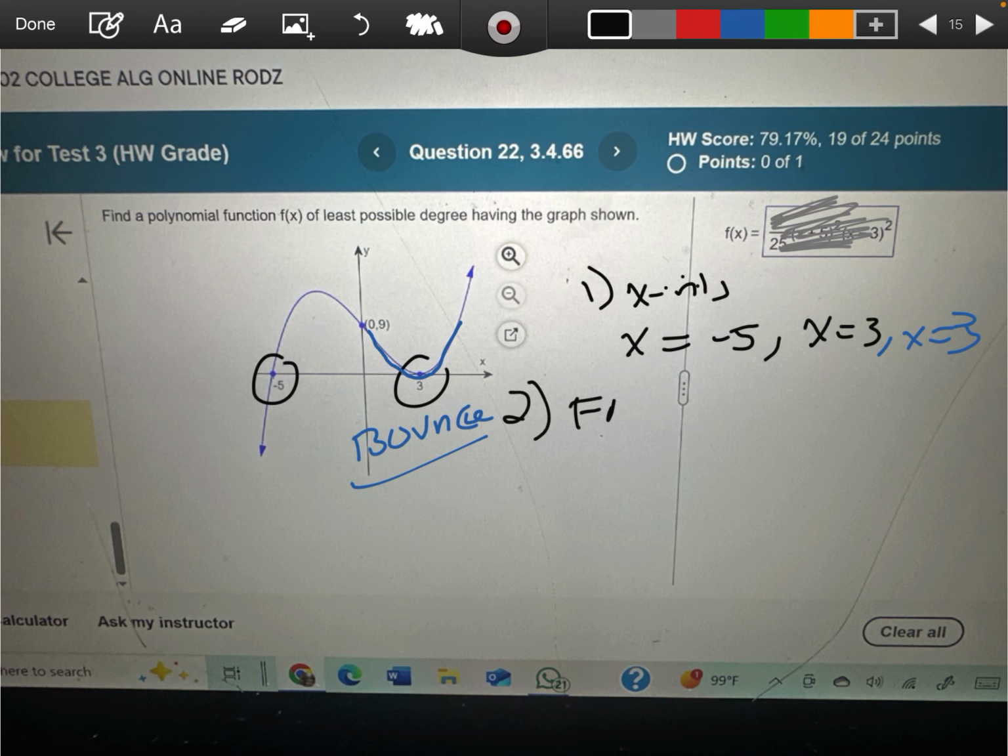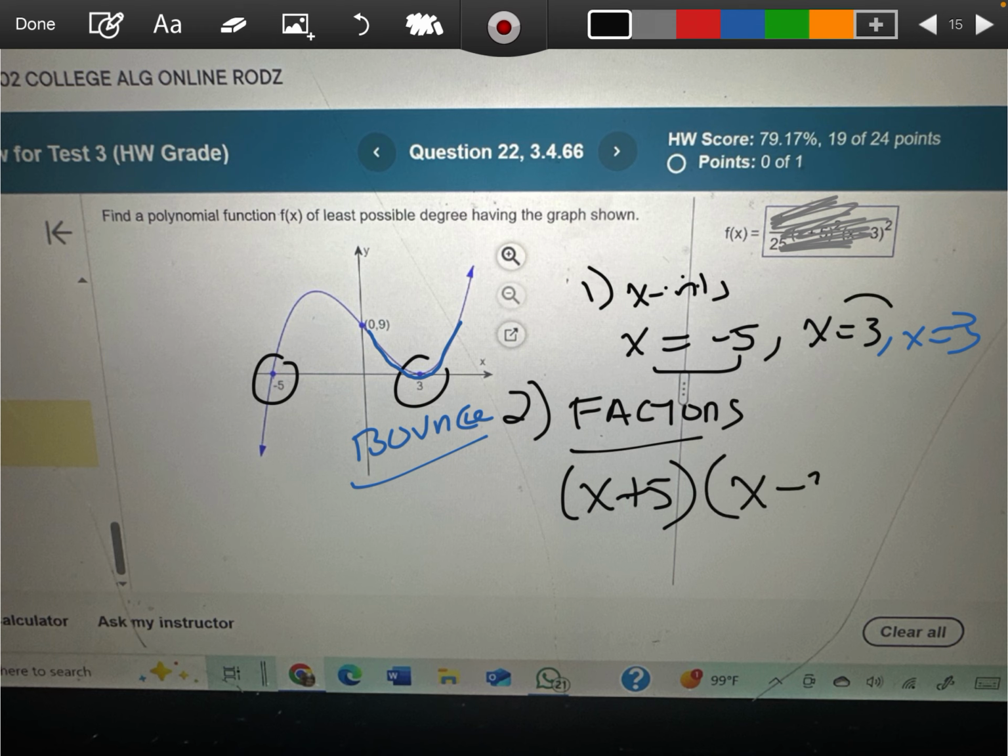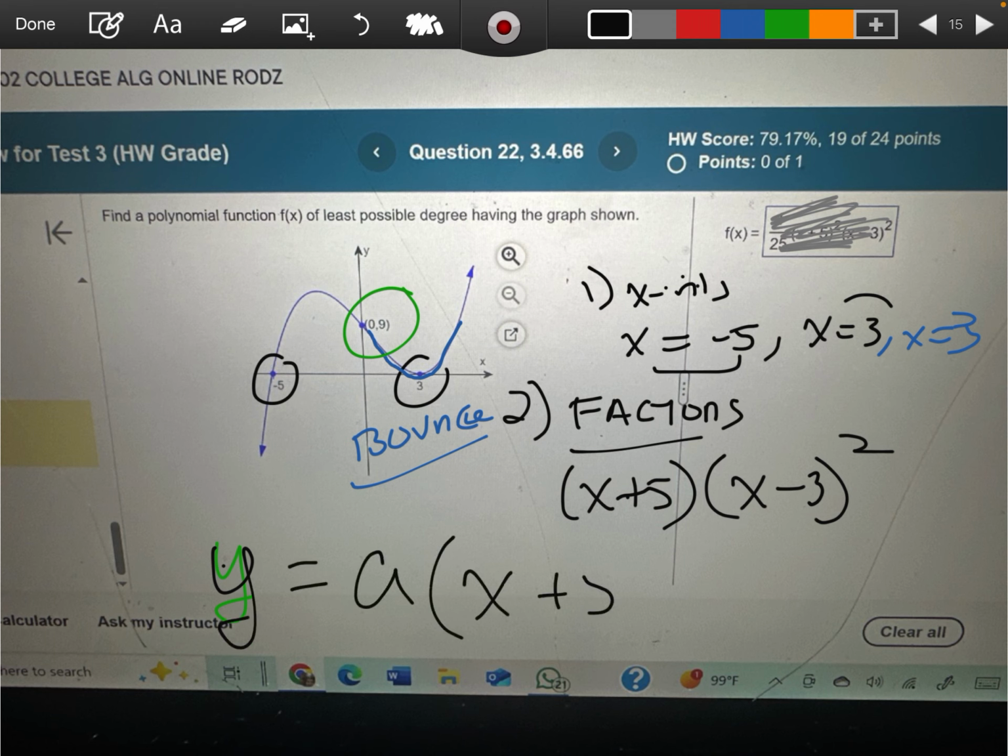Number 2, let's begin to write our factors, okay? When we bring that 5 back over, x plus 5. When we bring that 3 over, x minus 3, but it's going to be squared, right? Because there's 2 of them, okay? Now, y'all, we're going to use that point. That point, 0, 9, what I mean by we're going to use that point, let's stick with black. It's easier to see. We're going to have a(x plus 5)(x minus 3) squared.